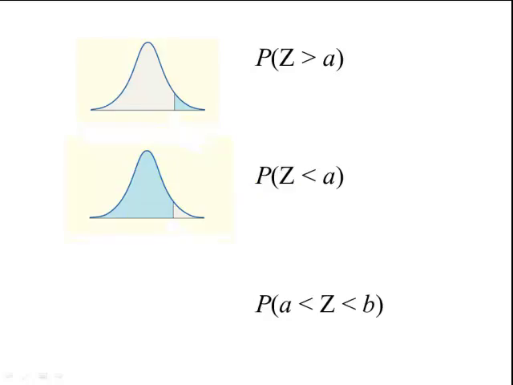And the last one, this is the probability that z is in between a and b. And here's the corresponding picture. Here's a, here's b, and this is the area in between a and b.